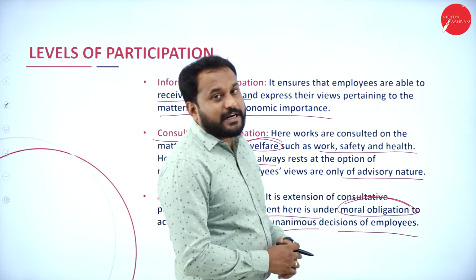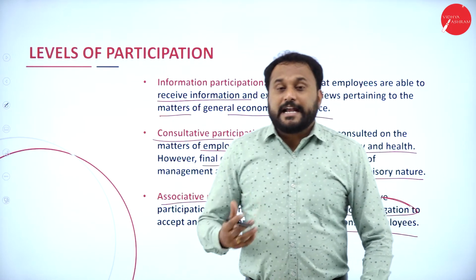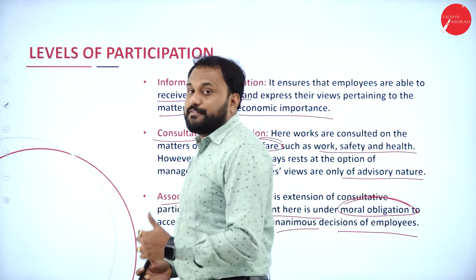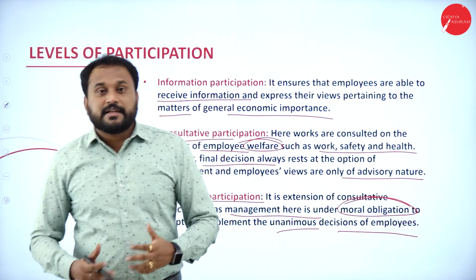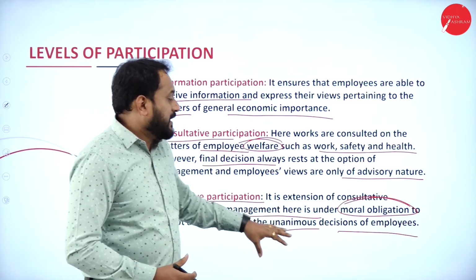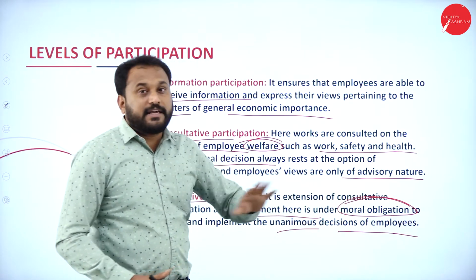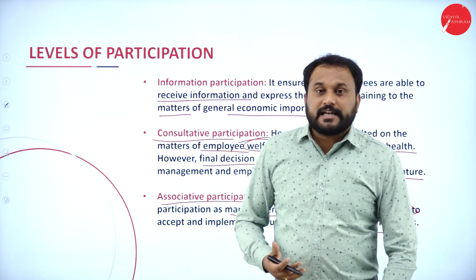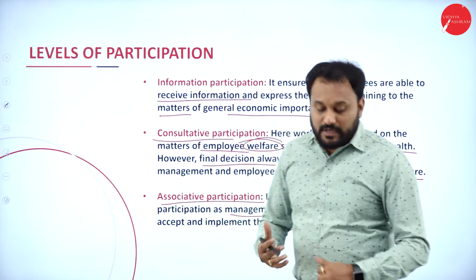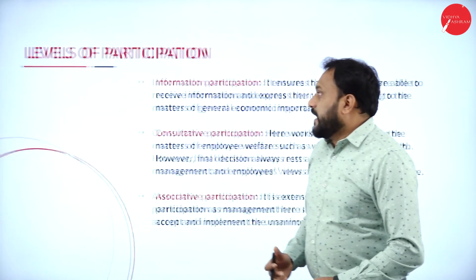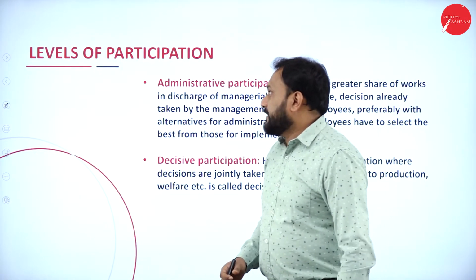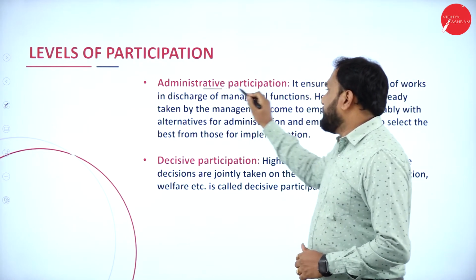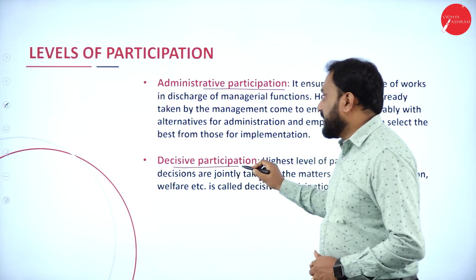Now in associative participation, the idea is very simple. Whatever decision is taken by the workers, and they have a unanimous decision, then the management should adopt it and they have a moral obligation. Ethically, it is correct: a unanimous decision is there, the democratic thing is there, and you are supposed to accept it. And the last ones here in levels of participation: you have two more, that is administrative participation and decisive participation.